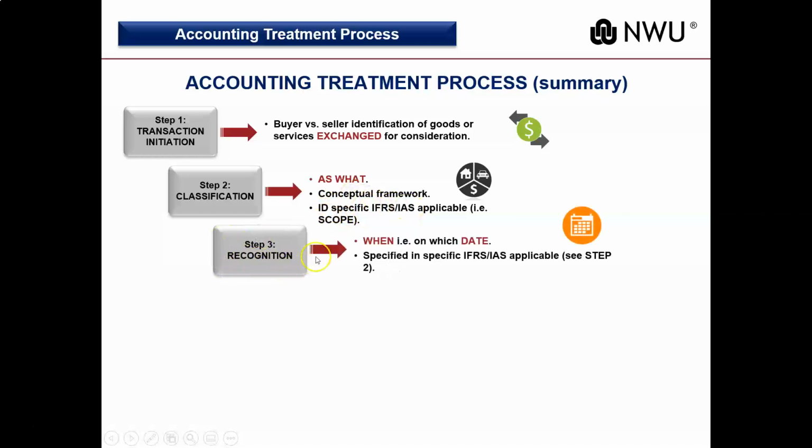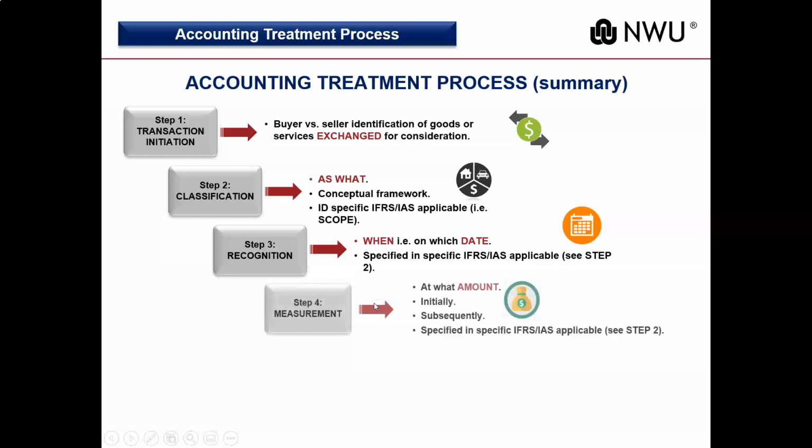Step 3 is all about recognition. That is, when are we going to recognize the transaction? At what date are we going to recognize the transaction? And again, we're going to be led by the applicable IFRS or IAS statement. And then step 4 is all about measurement. At what amount are we going to initially record this transaction? And what are we going to do with this transaction afterwards, if anything?